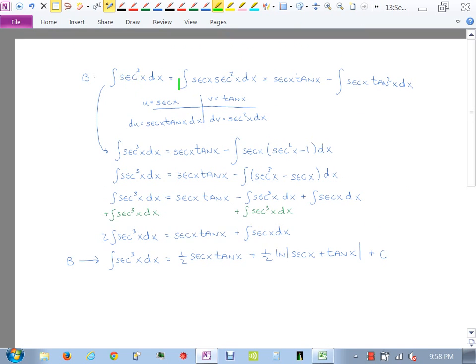So on my next page, I work on the secant cubed x dx. So again, integration by parts, I peel off a secant squared. I let that be my dv. I let the secant over here by itself be my u. Do my derivative here, do my antiderivative. Here's ultraviolet minus voodoo.